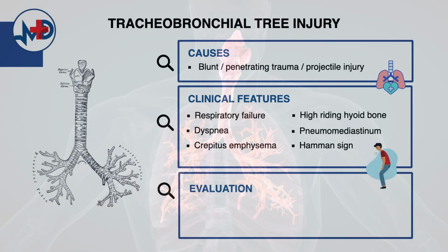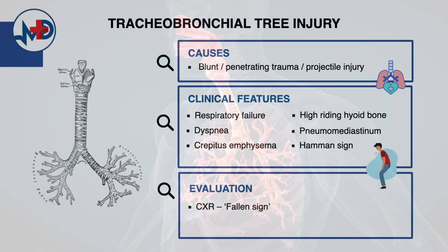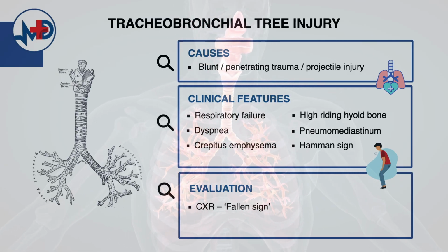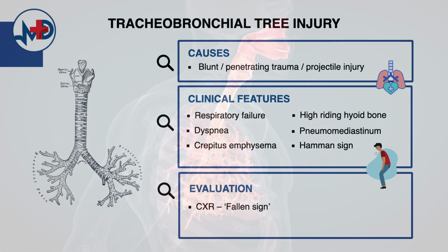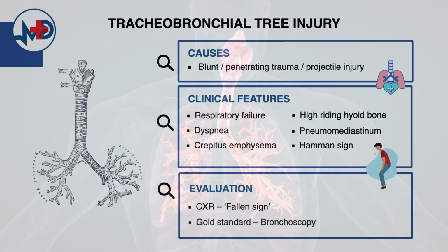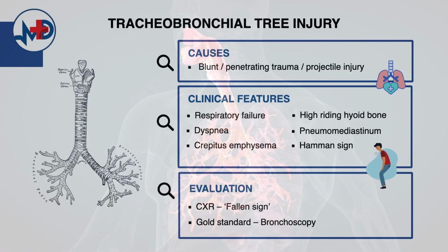The initial modality for the evaluation of tracheobronchial tree injury is chest X-ray, where you may see subcutaneous emphysema, pneumomediastinum, or the fallen lung sign. This is where the lung is in a dependent position, held on the hilum by its vascular attachment. The gold standard for detection of tracheal injuries would be bronchoscopy, but take note of the patient's condition and act accordingly.